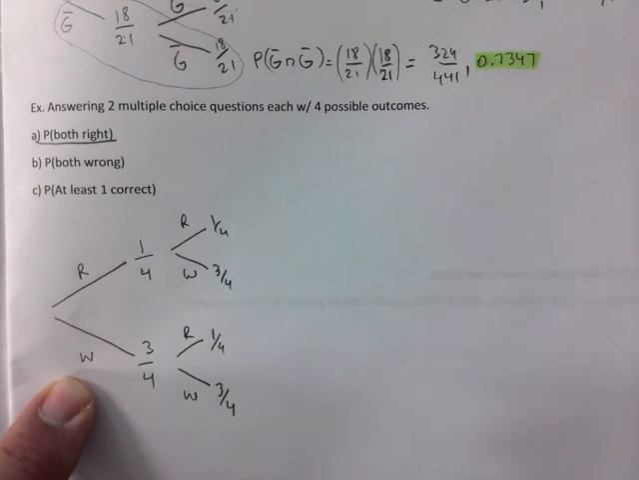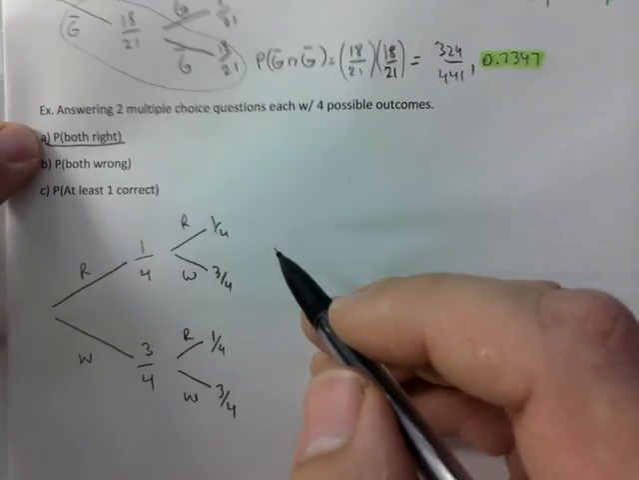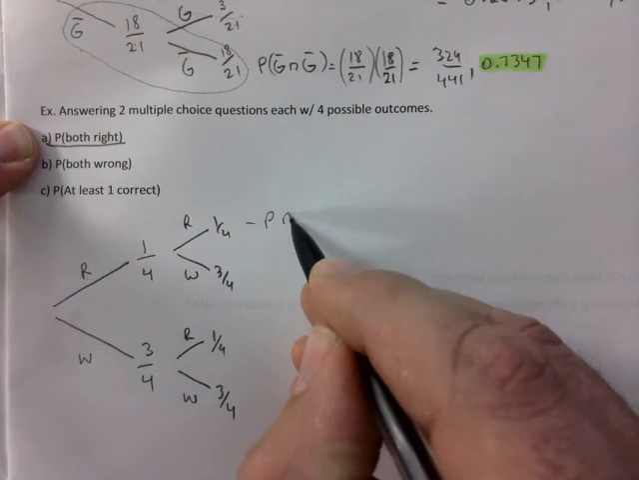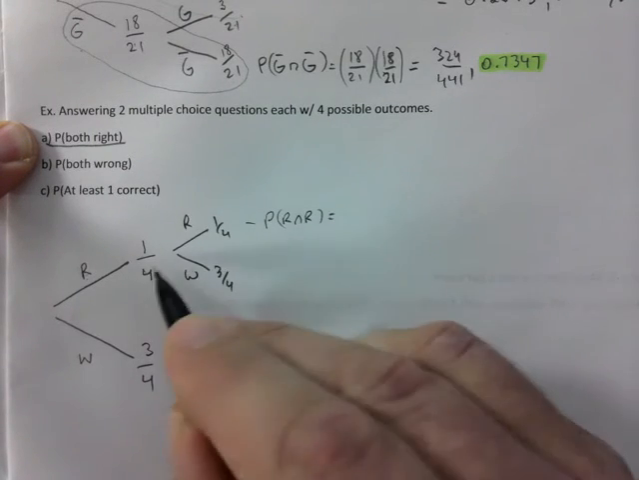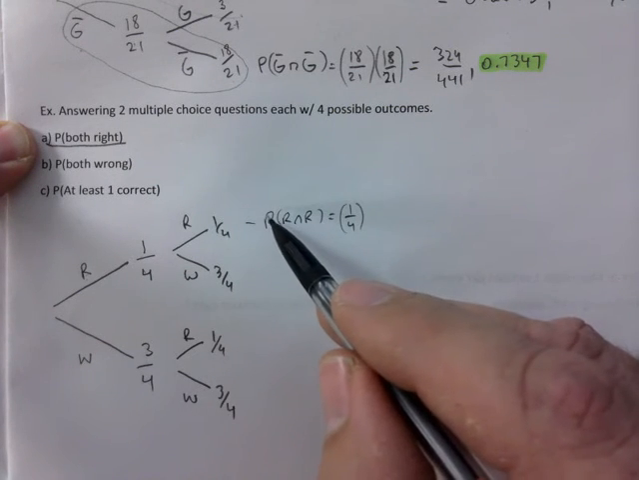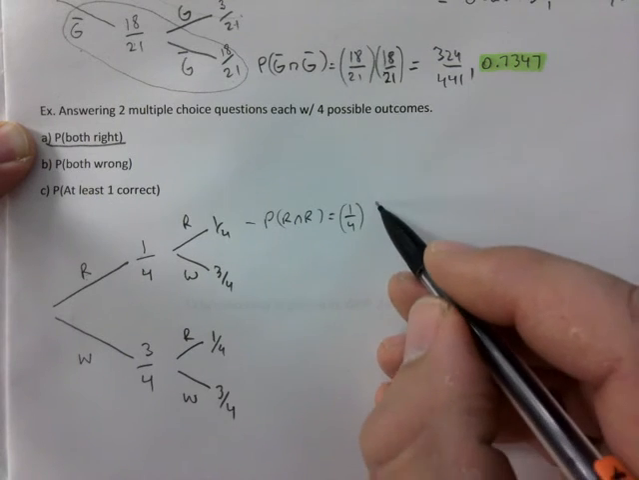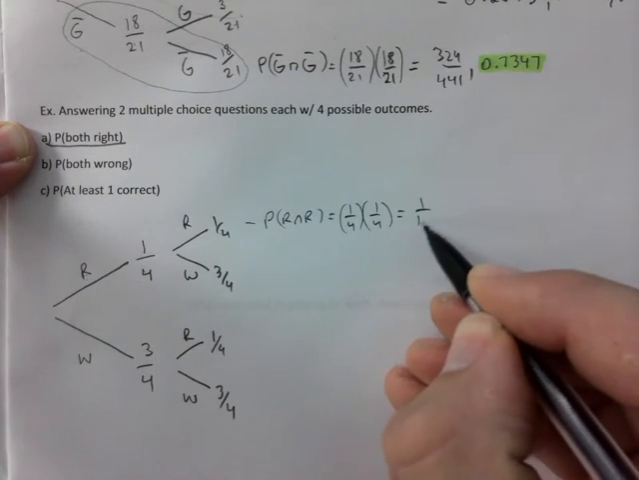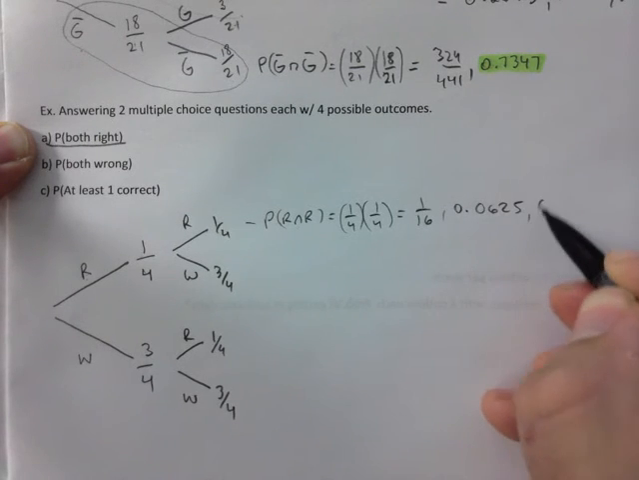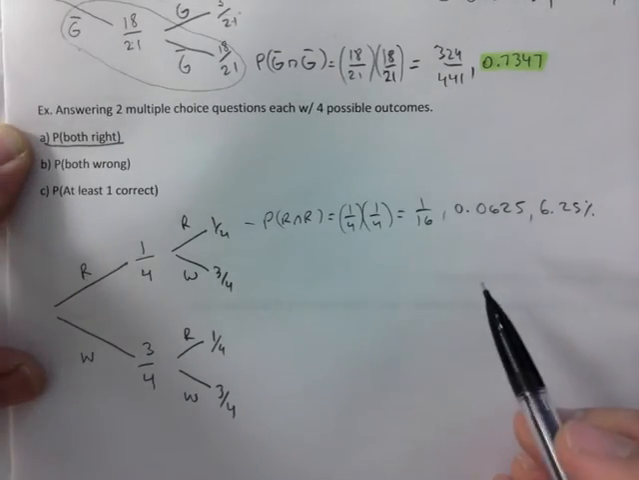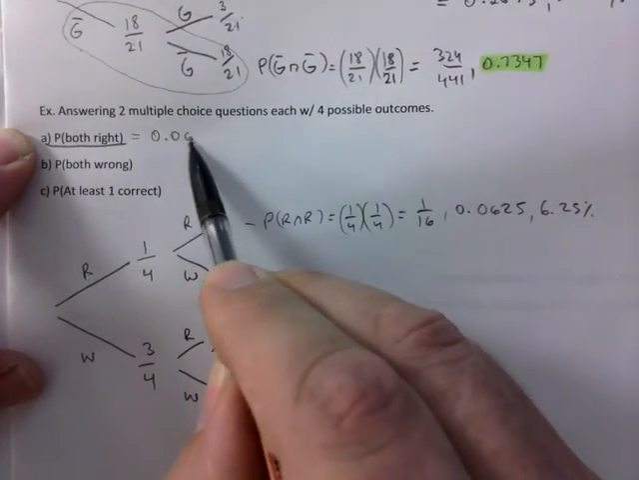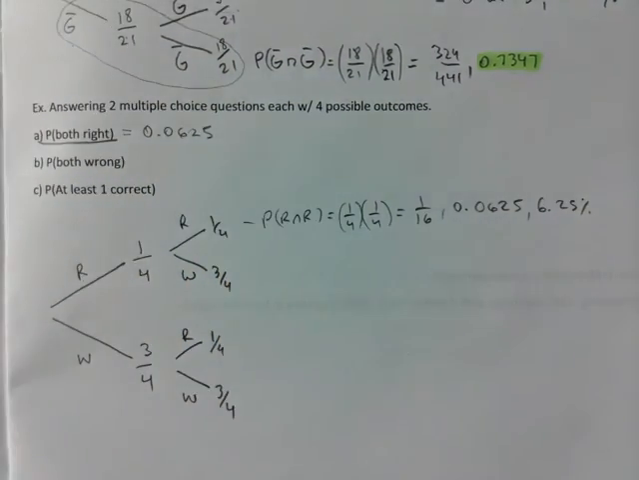So both right. Now I need to make a little bit of a choice here. Probability of both right is only this branch here. Probability of right and right is a quarter times a quarter. If you had 3 questions, you would do this 3 times. 10 questions, 10 times, right? So this is 1 over 16, which is 0.0625, which is 6.25%. You can just look at the page and see where we got that from.